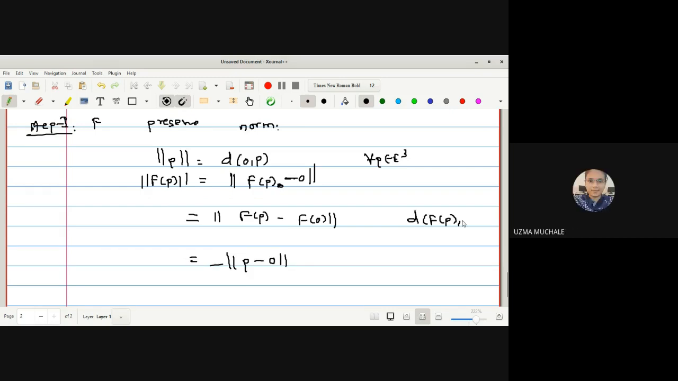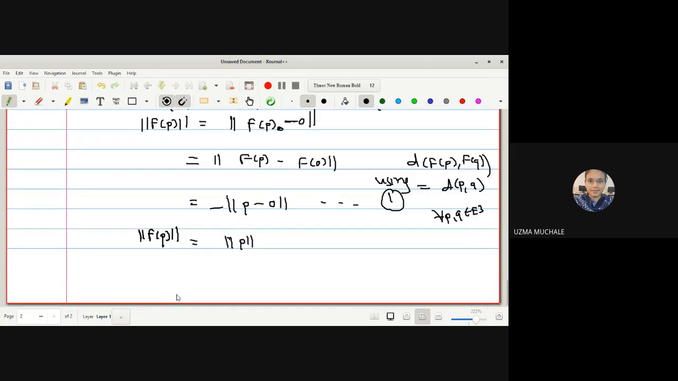The distance between F(P) and F(Q) is equal to the distance between P and Q. What is the condition on P and Q? For all points P and Q belonging to E3. 0 is also from E3, so P and 0 are both from E3 space. So the norm of F(P) minus F(0), using the condition of isometry, or equation 1, is nothing but the distance between 0 and P, which is the norm of P. So we started with the norm of F(P), which is equal to the norm of P. We have proved the first step.